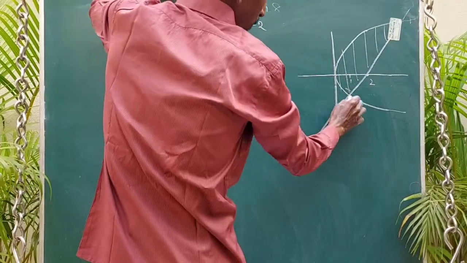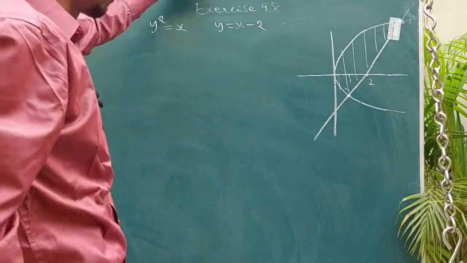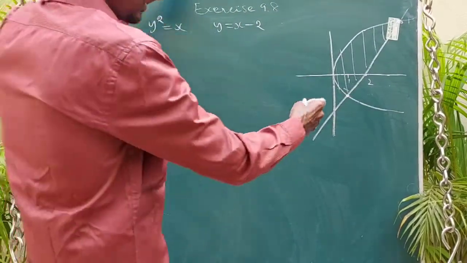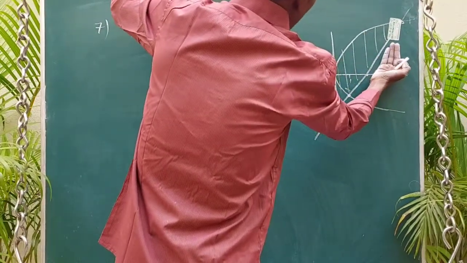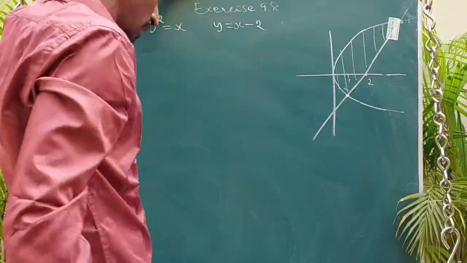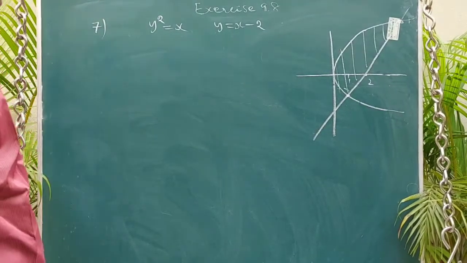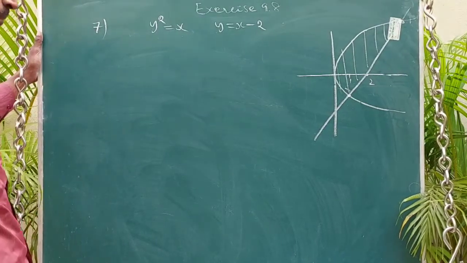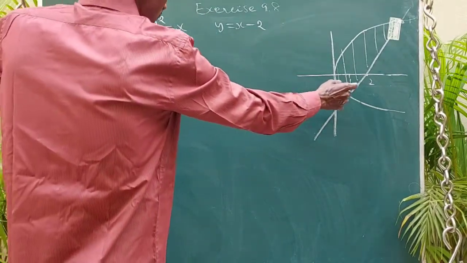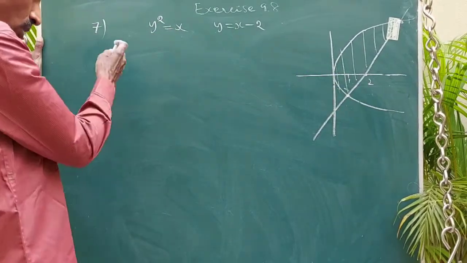So here we need the y limit. We are going to solve with respect to y, because look at the shaded region: the straight line is on the right side and the parabola is on the left side. We are going to apply right minus left, xr minus xl into dy. So for that we need the y limit. So equate both the things. So what is that?